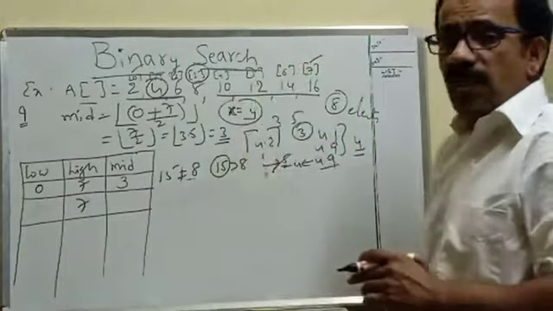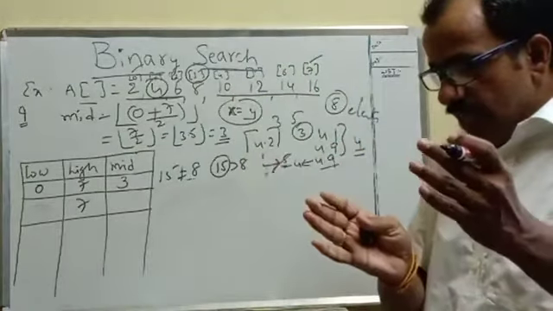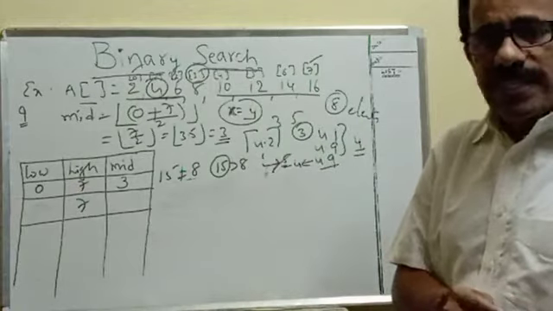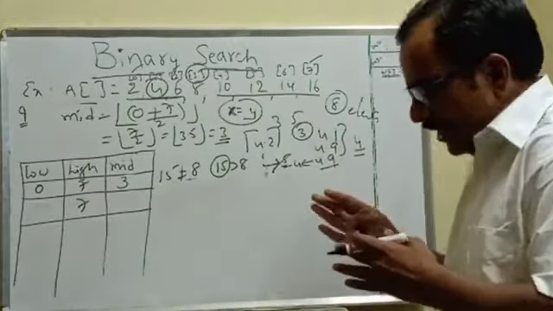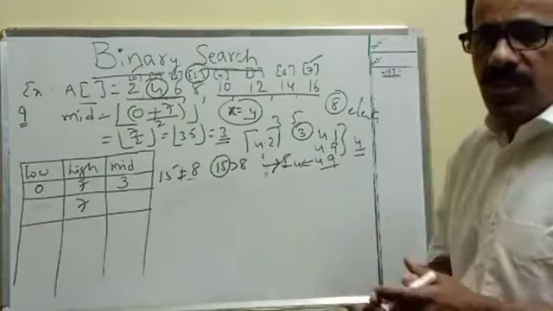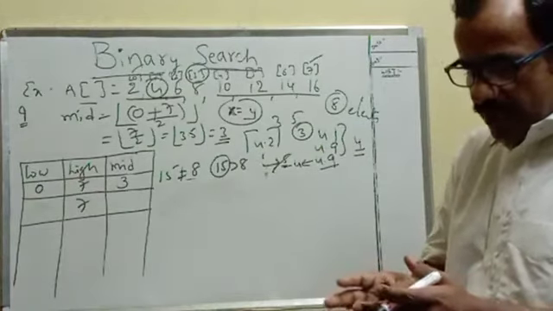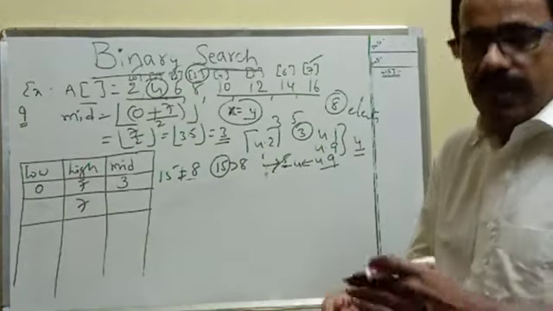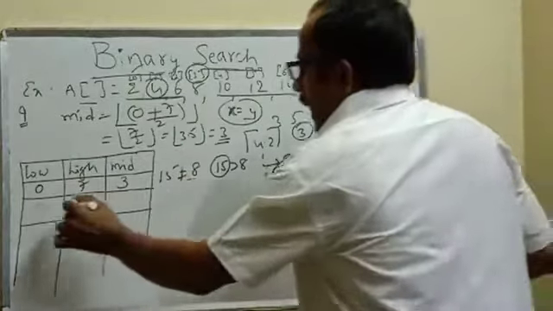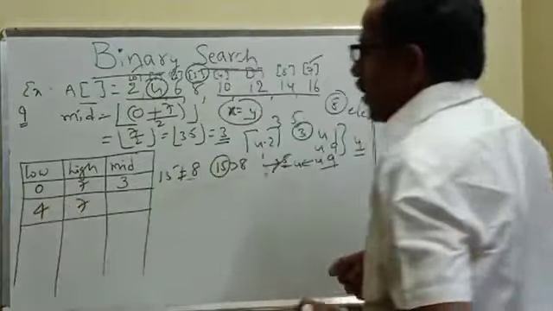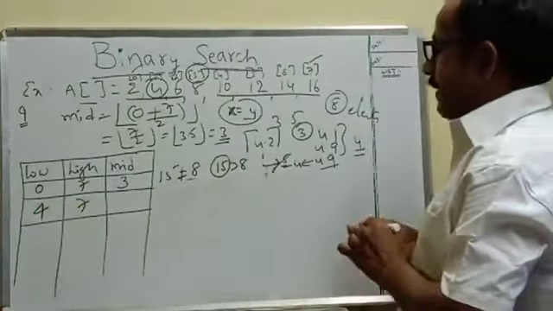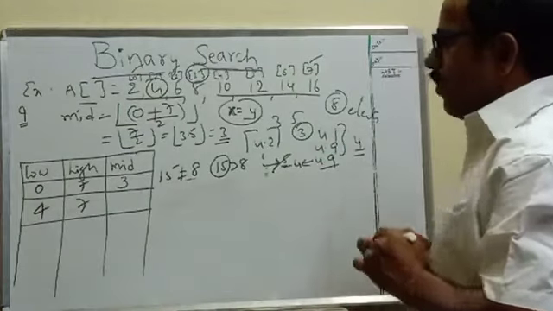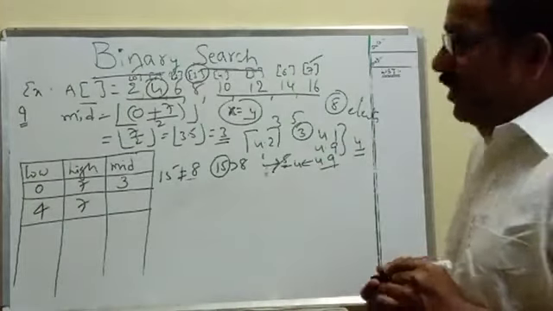Then how can we get low? If you select the left side portion, high is going to be updated and low is as is. If you select the right side portion, high is not going to update, low should update. Low will be the next immediate location of mid. So mid is 3, the next immediate location is 4. So that becomes low. So 4 plus 7 by 2 is 11 by 2, which means 5.5.